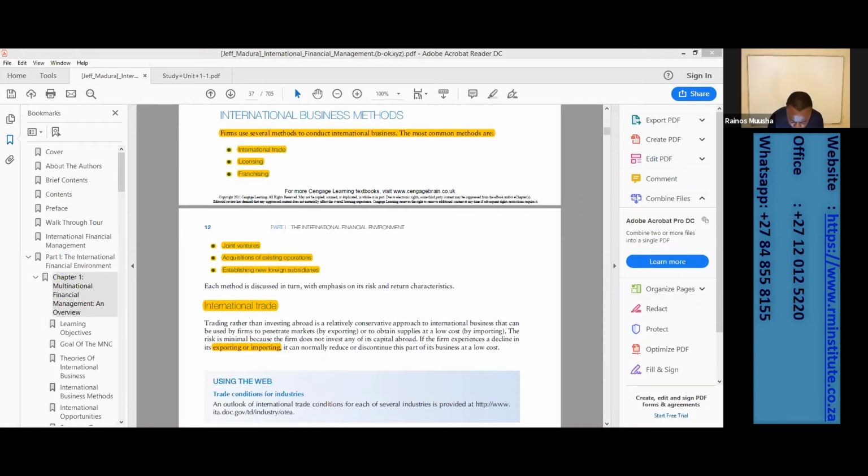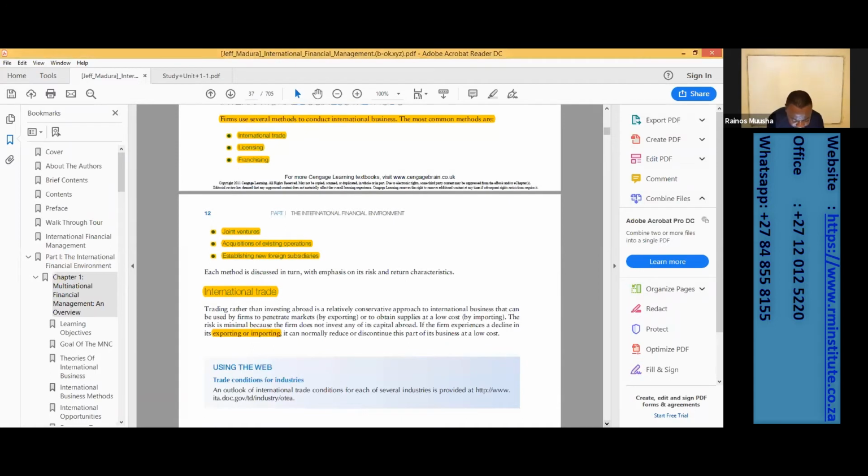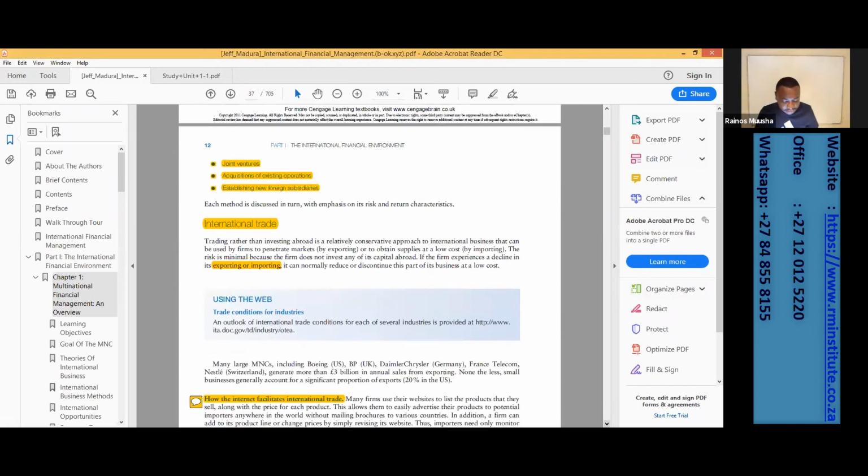And the first one that we're going to be looking at here is international trade. When you look at international trade, the main idea here is looking at the importing and exporting activity of the company. So the moment the company is involved in importing and exporting of goods, this basically means that they are now involved in what? International trade. So this is where the company is involved in importing and exporting of goods. So this is what they mean by international trade.